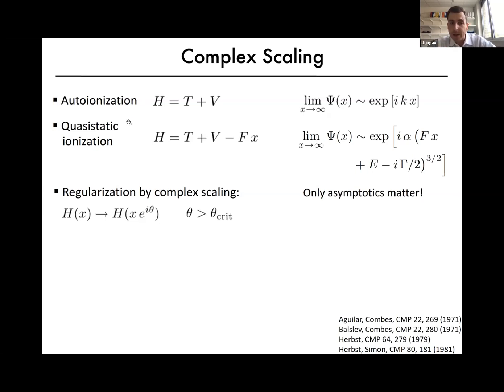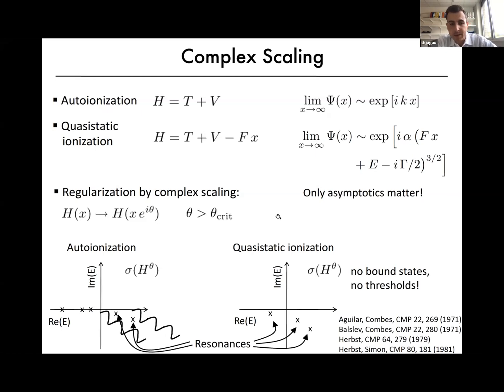Now, quasi-static ionization is different because here we have a static field which does not vanish at infinity. And this is why the original theory of complex scaling devised by Balslev-Combes is not applicable, because you have a different asymptotic behavior. So how is it relevant? Well, in some sense, you can say the regularization works as well. This sort of wave function is also regularized by complex scaling.